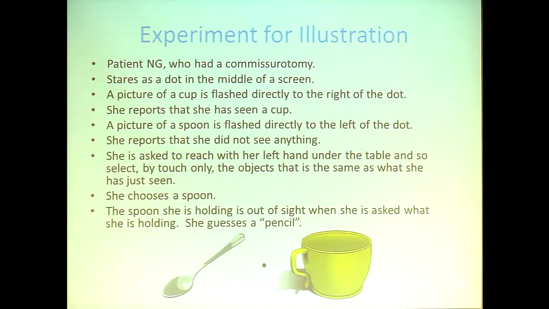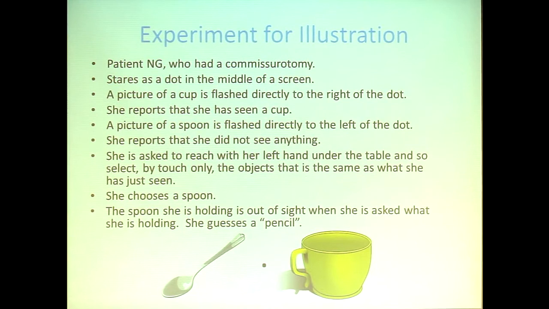So she stares at a dot in the middle of the screen. A picture of a cup is flashed directly to the right of the dot. Okay, so that information is going to the verbal side. So she reports that she's seen a cup. She can say it, seen a cup. A picture of a spoon is flashed directly to the left of the dot. But because it's in the left visual field, it's going to the right. So the right doesn't have very good verbal ability, so she can't really say what she saw. So she didn't really say anything. She didn't really see anything.